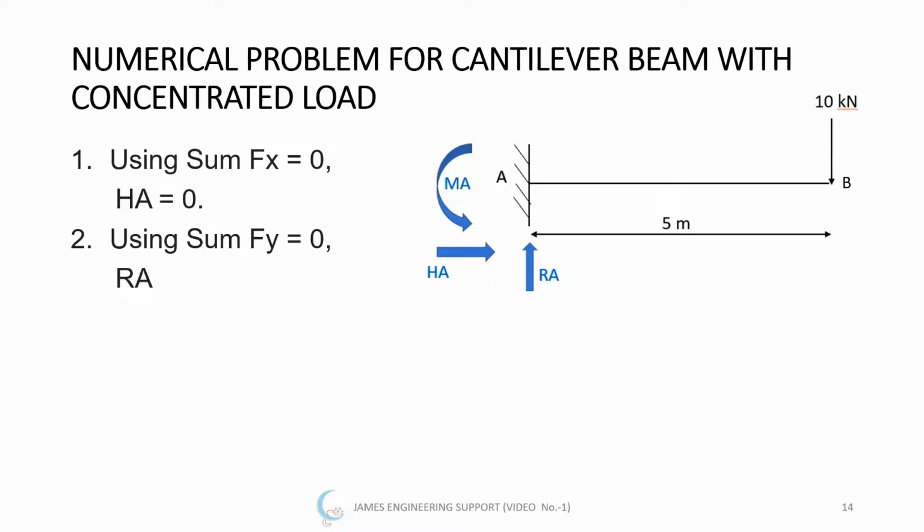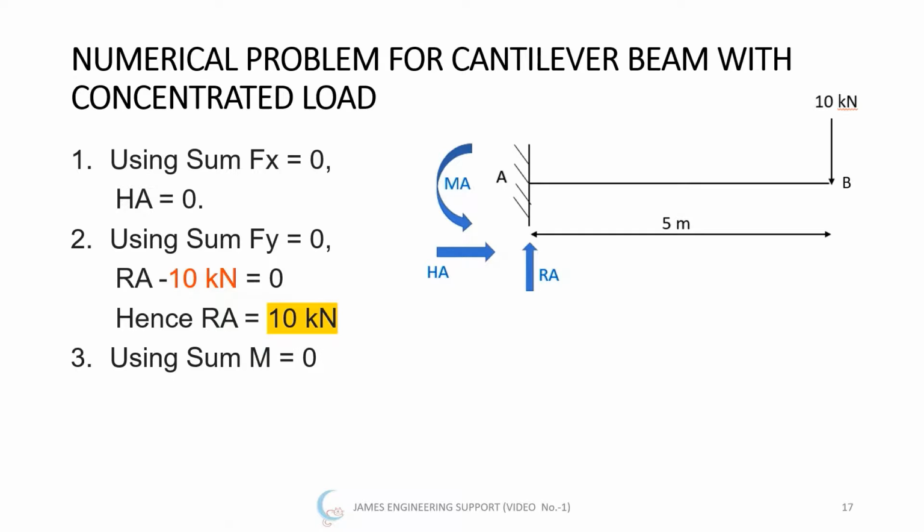So I'm writing down my equation. First I'm considering vertical up RA, then minus 10 equal to 0. This is my equation, and after solving it I get RA equal to 10 kilonewton. This is my final answer for the vertical reaction. Next we will calculate the moment.